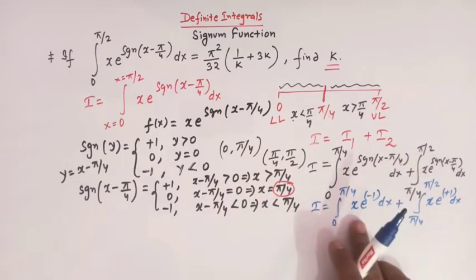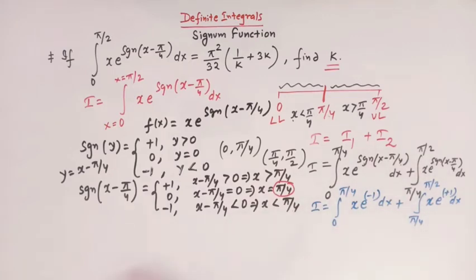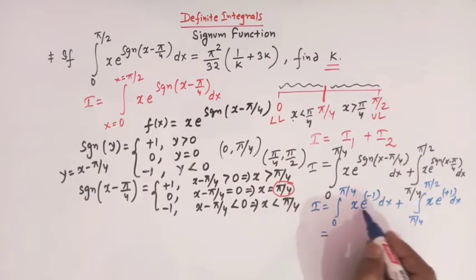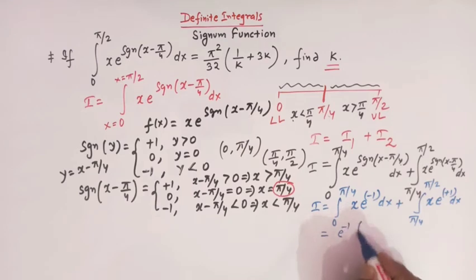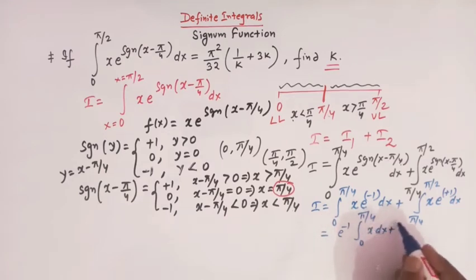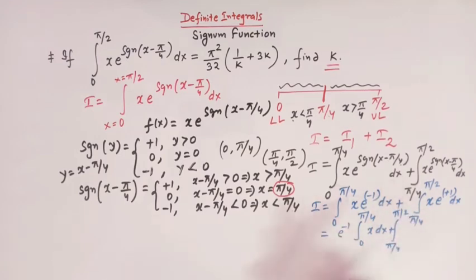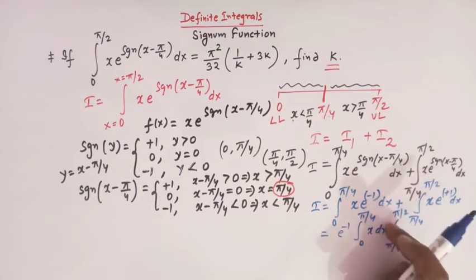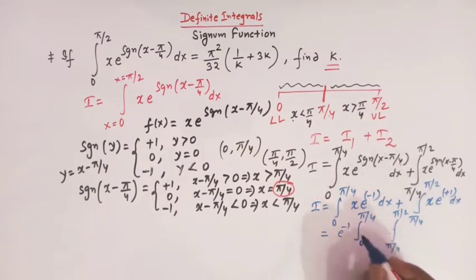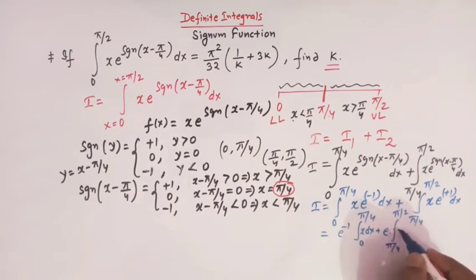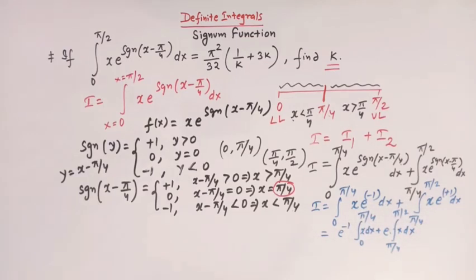So we have now these two integrals, right? And what we will do is simplify. So e^(−1) is a constant, so we can take it outside. So we have e^(−1) times the integral from 0 to π/4 of x dx, and here from π/4 to π/2 we can take e outside. So here we have x dx, and here we have e and x dx, right?